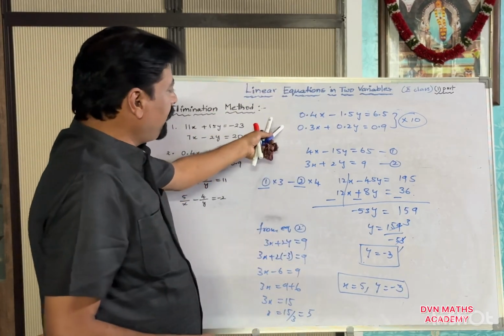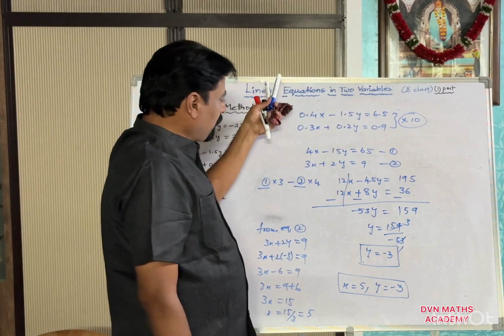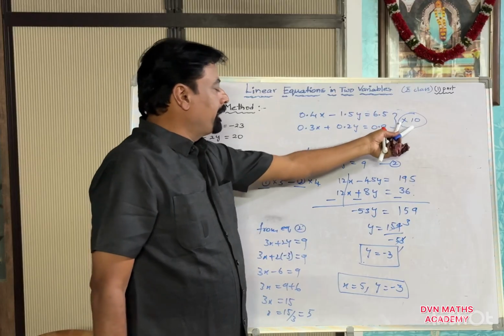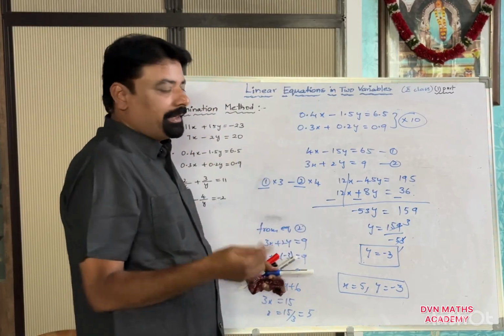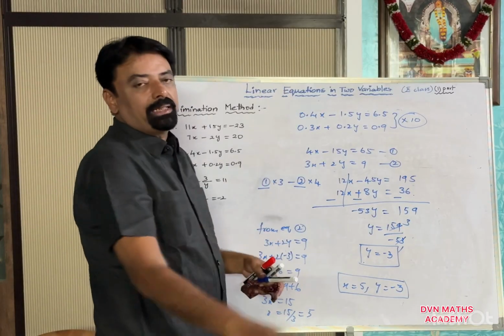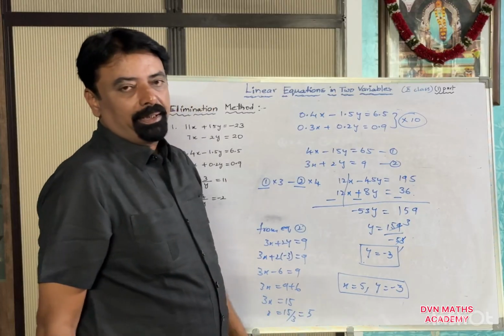So this is one of the patterns. The coefficients of the given equation are in decimals. First you convert those decimals by multiplying by 10, then it becomes the easiest form, and afterwards you go with the elimination by making the x coefficients equal. So the first equation is multiplied by 3 and the second equation is multiplied by 4.